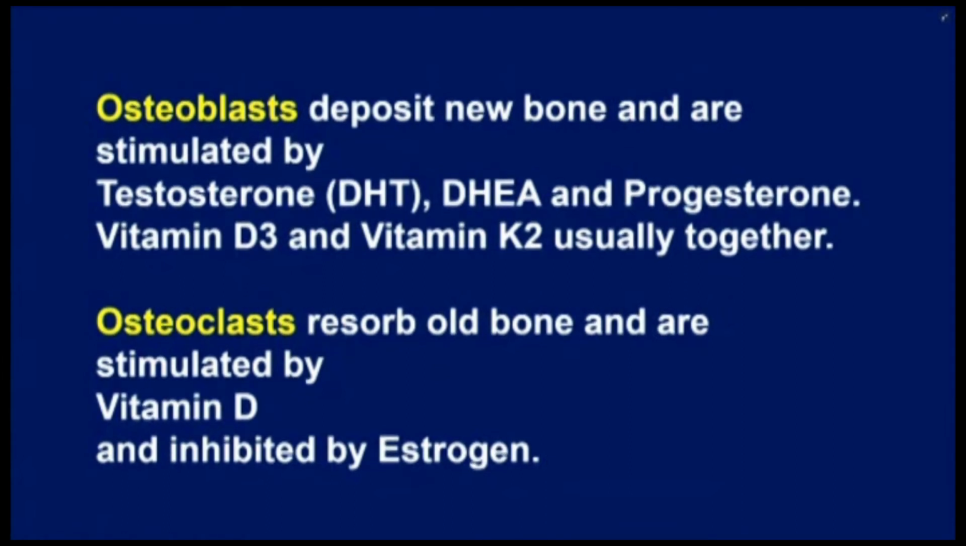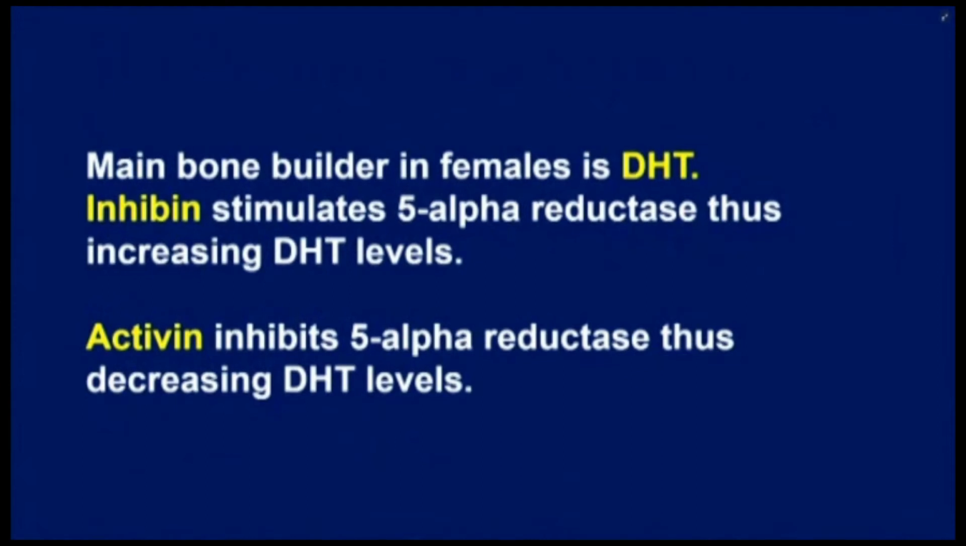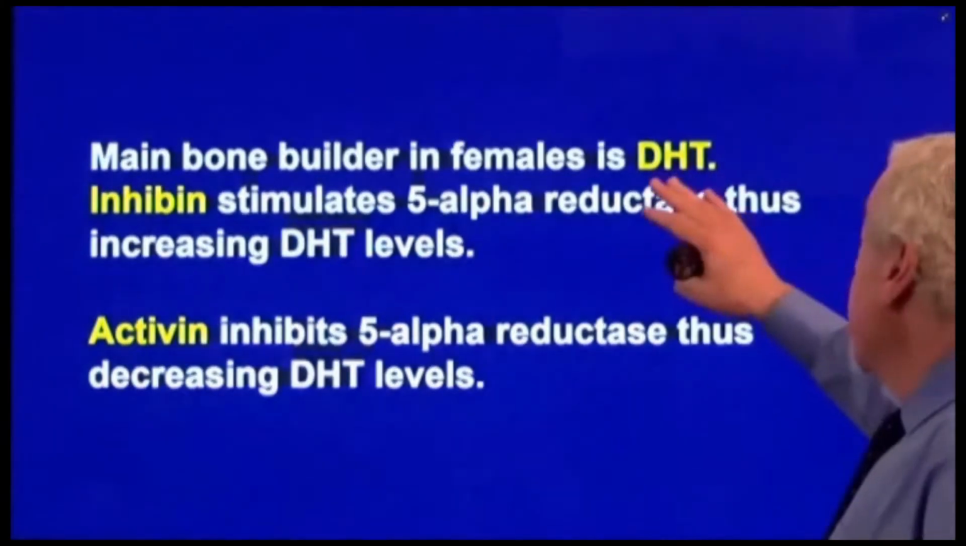Osteoclasts, on the other hand, reabsorb old bone and are stimulated less so by vitamin D, but are inhibited by estrogen. And this is how hormone replacement therapy works, because it decreases the reabsorption of old bone. So ultimately, with hormone replacement therapy, as years go by, the lady is left just with a lot of old bone and not stimulating new bone from the osteoblasts. So the main bone builder in females is dihydrotestosterone.